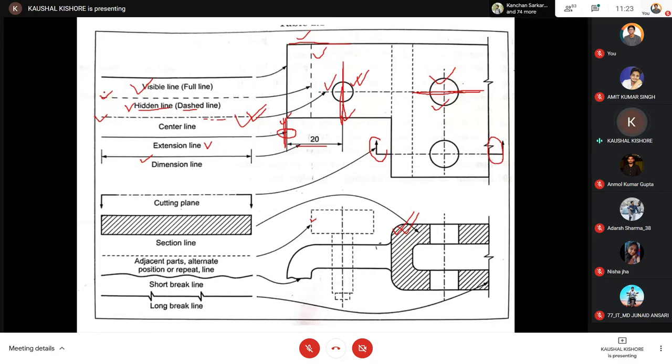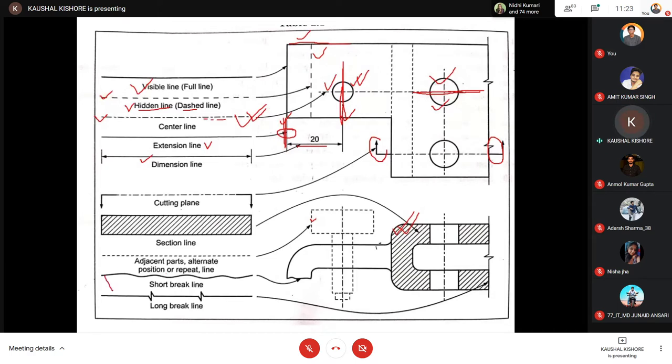Suppose when you see a rectangular face from one side, obviously the other part of the corner you will not be able to see. It means that for your view the bottom part, the right side or the back side is invisible. So for that purpose, when you draw that figure on your drawing sheet, you have to use the hidden line.